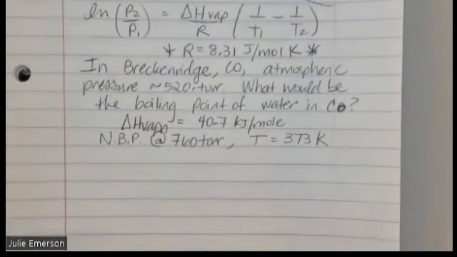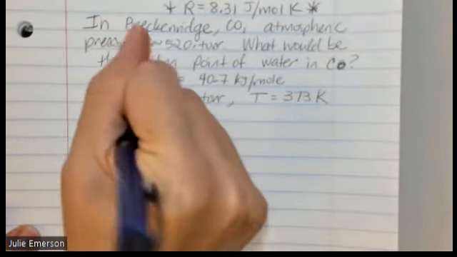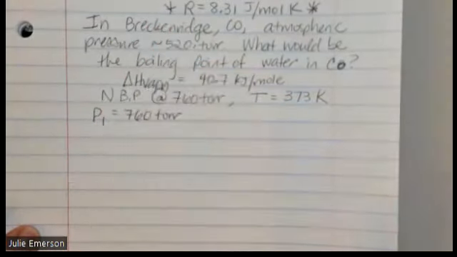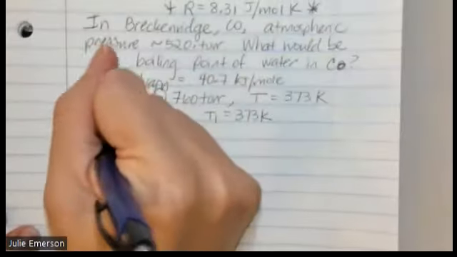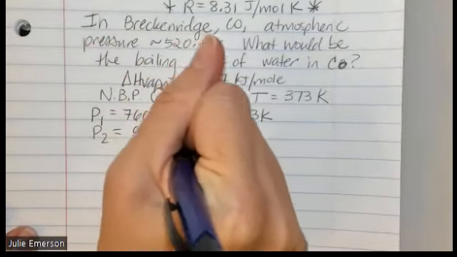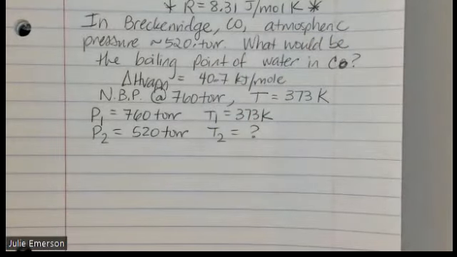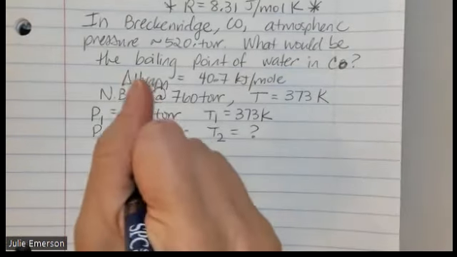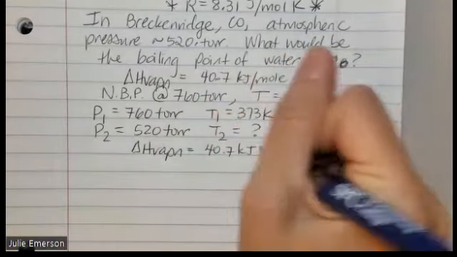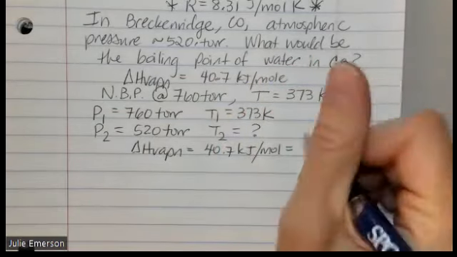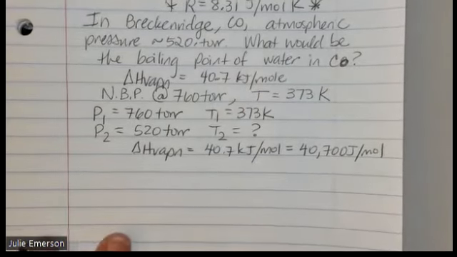All right, so I'm going to line everything up like I used to always do. If I pick my pairs, my P1 is 760 torr, that's my standard, then my T1 is 373 Kelvin. If my P2 is the 520 torr, the T2 is what I'm looking for, right? I want to know what that temperature is going to be. And then I have my heat of vaporization, which was given in the question. It's 40.7 kilojoules per mole, but I'm going to change that to joules. So 40,700 joules per mole, because then that will cancel out with my R constant.